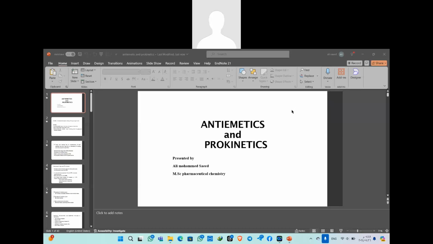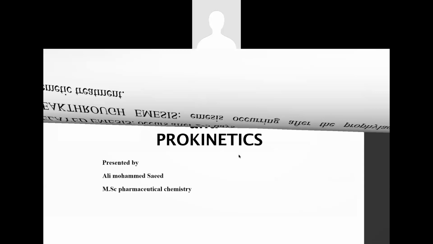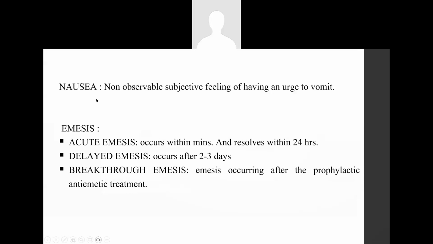Today we are talking about anti-emetics and prokinetics in clinical pharmacy. Let's define nausea. Nausea is a non-observable, subjective feeling of having an urge to vomit. So the patient says, I'm sick, I have an urge to vomit, but no signs of vomiting appear.